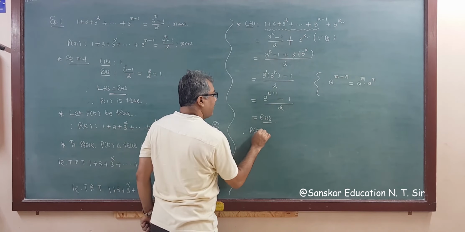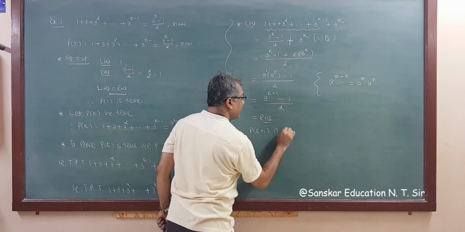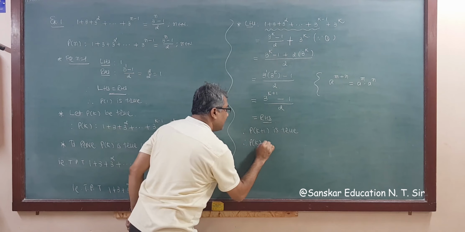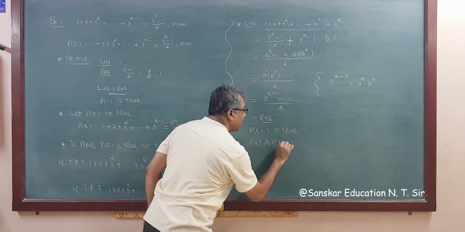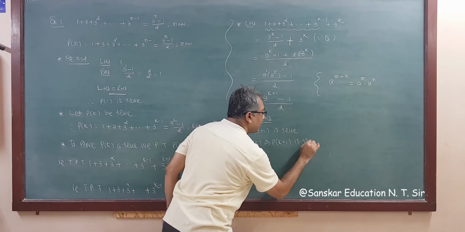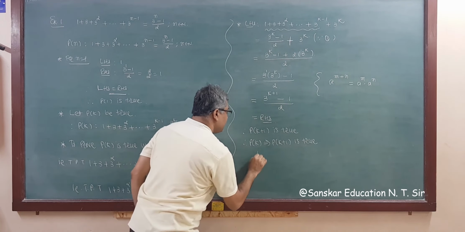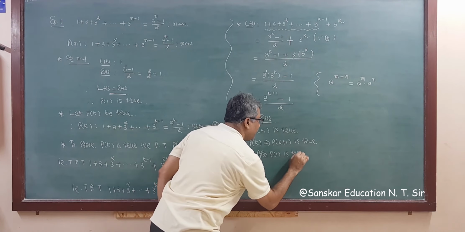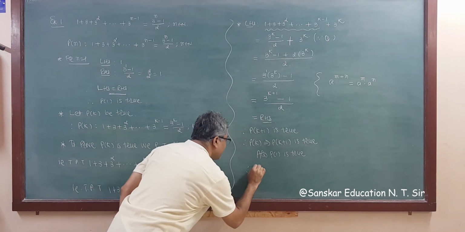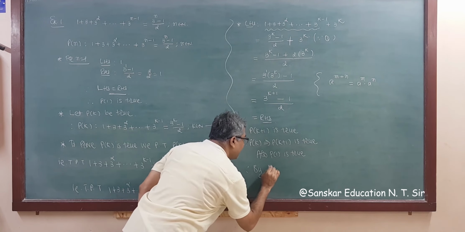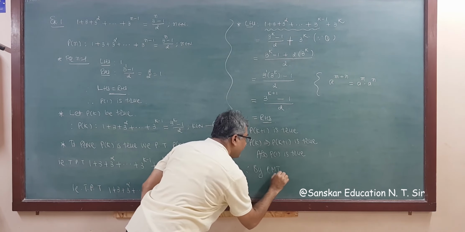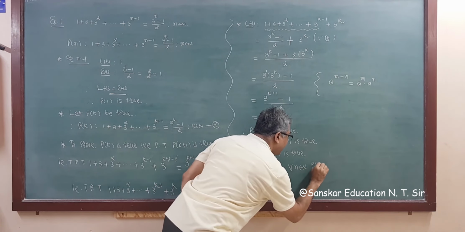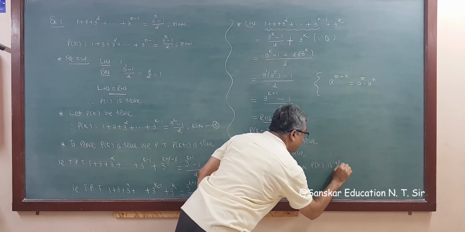Therefore Pk plus 1 is true. Therefore Pk implies Pk plus 1 is true. Also P1 is true. Therefore by PMI, for all n belongs to N, Pn is true.